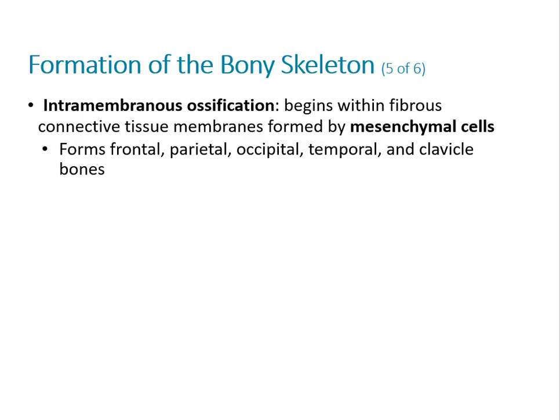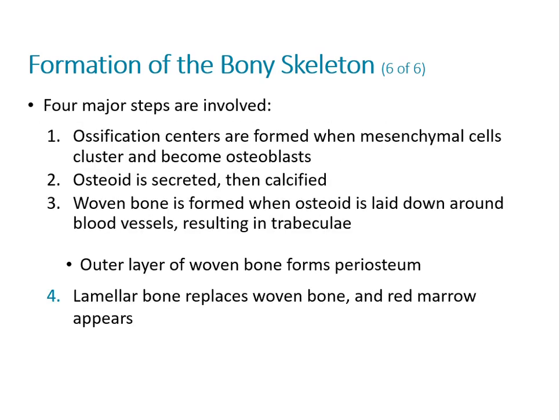But let's also look at intramembranous ossification. So this begins within fibrous connective tissue membranes. It's just a connective tissue membrane formed by a lot of mesenchymal cells. It forms a lot of flat bones, like those of the skull, the frontal, parietal, occipital, and temporal bones. But it also forms the clavicle bones. When we're talking about this type of intramembranous ossification, it has 4 major steps.